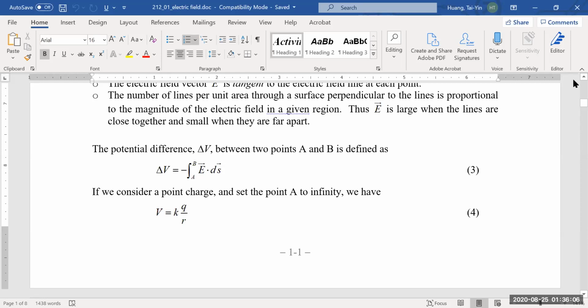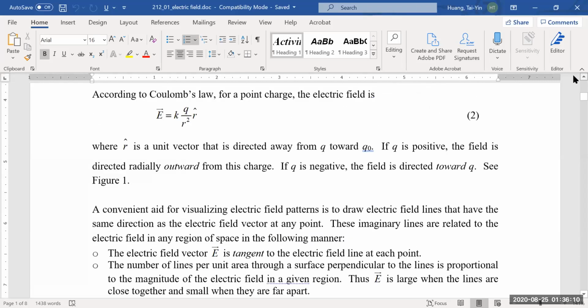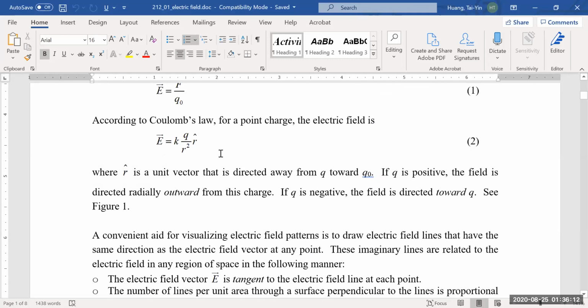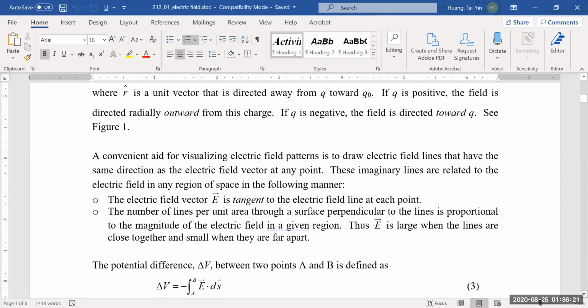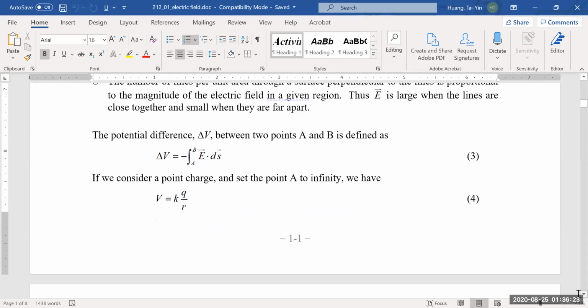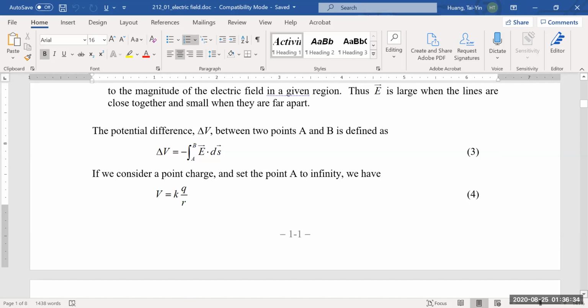So the difference between the electric field and the electric potential is that electric field is a vector, okay? So it does follow vector addition and subtraction. So you have to treat that as a vector. Now for potential, it is a scalar. So you can just add them algebraically. And so it does not have any direction. It's not directional. So the potential is KQ over R.